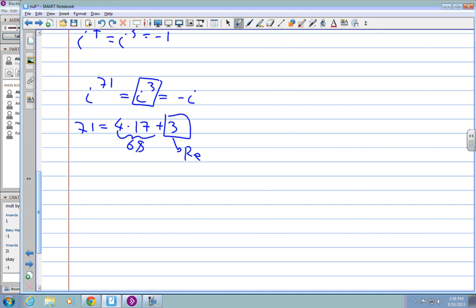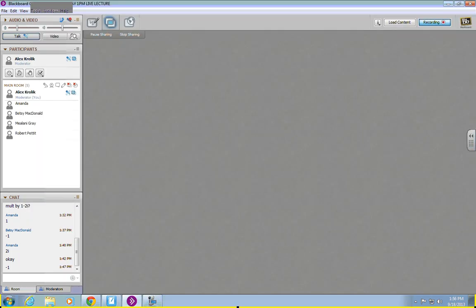So all you have to do, divide the number by 4, look at the remainder, that will place you in that initial loop. And if it divides evenly, then the answer is just going to be 1. Right? If you take i to the power that's a multiple of 4, you're just going to get 1 out of that. Does that make sense?